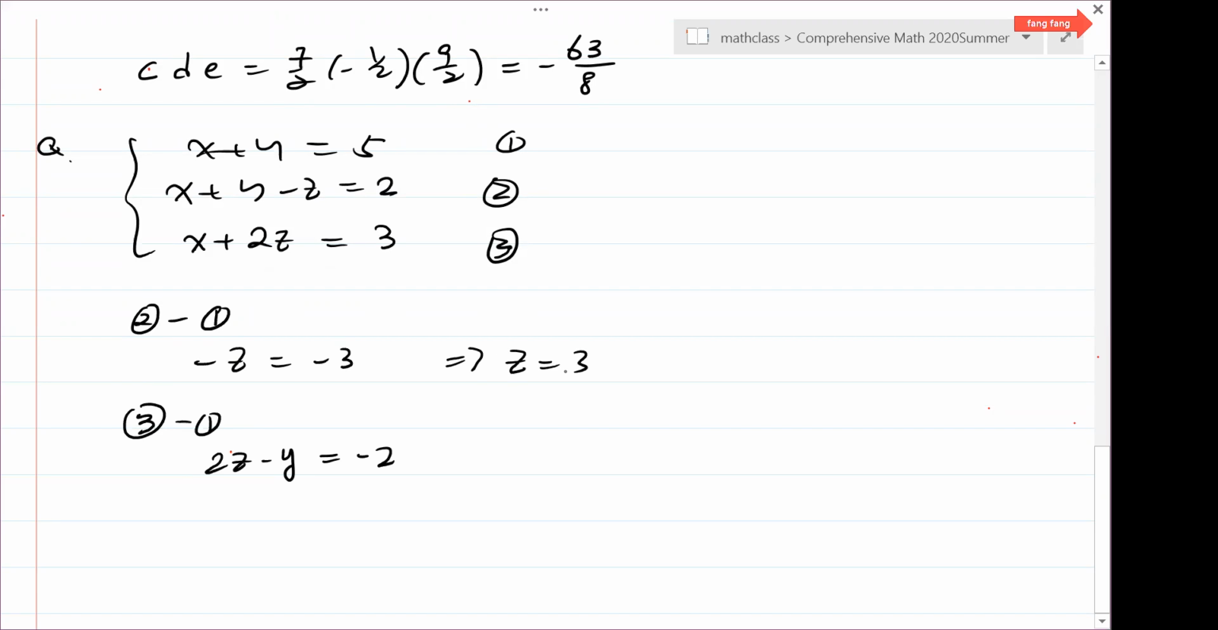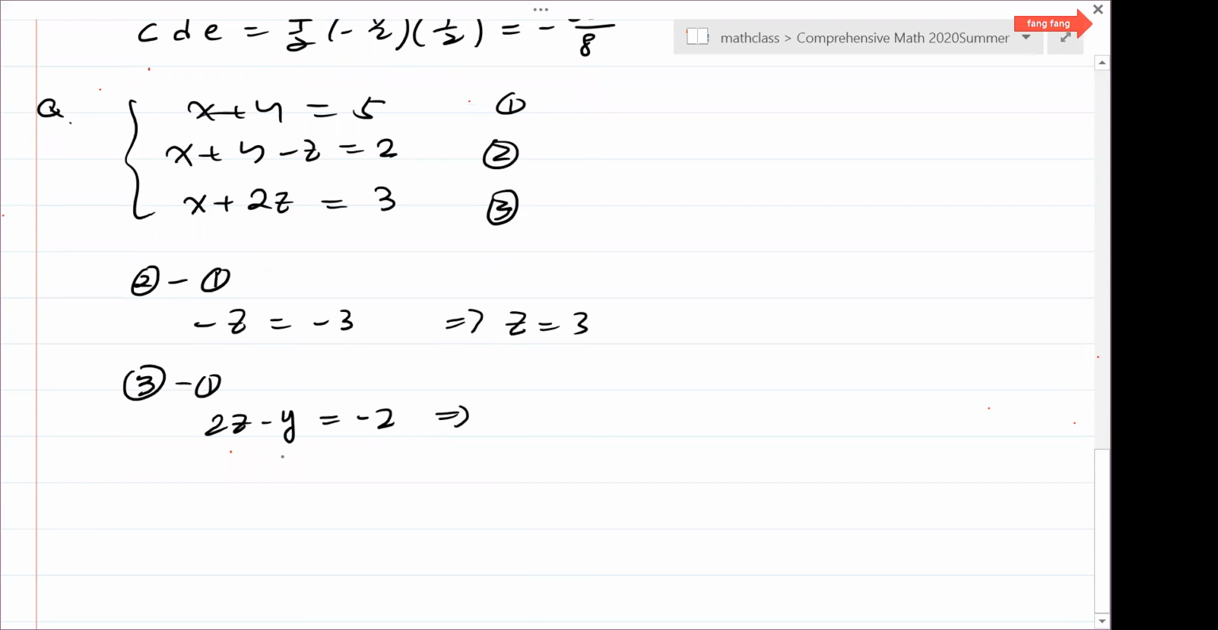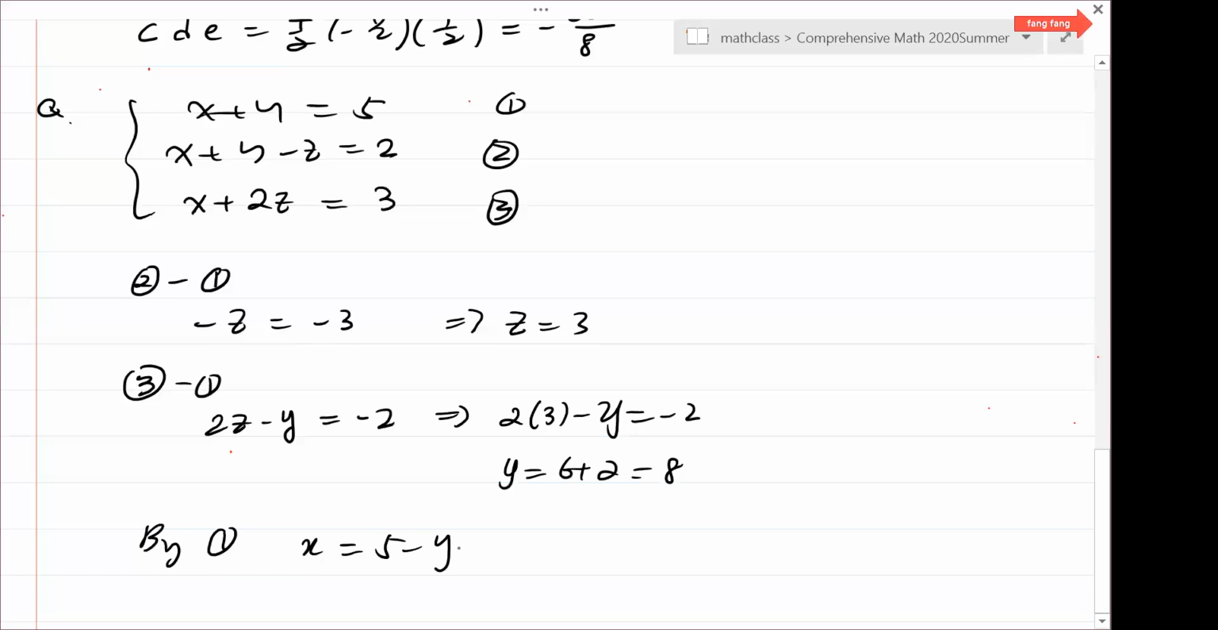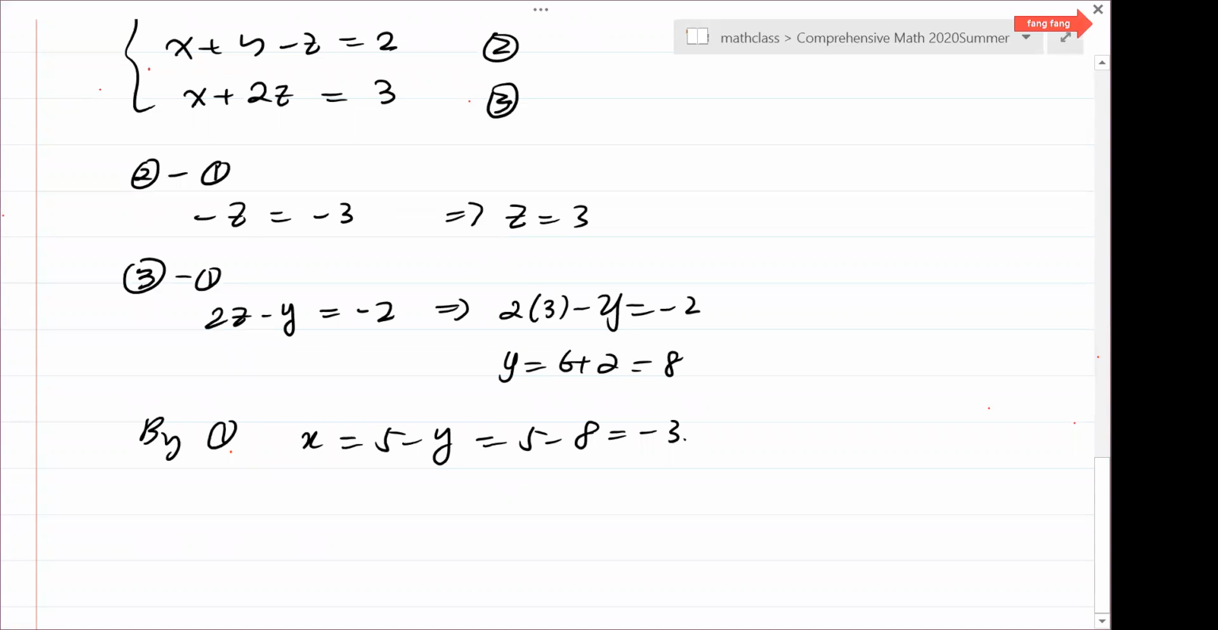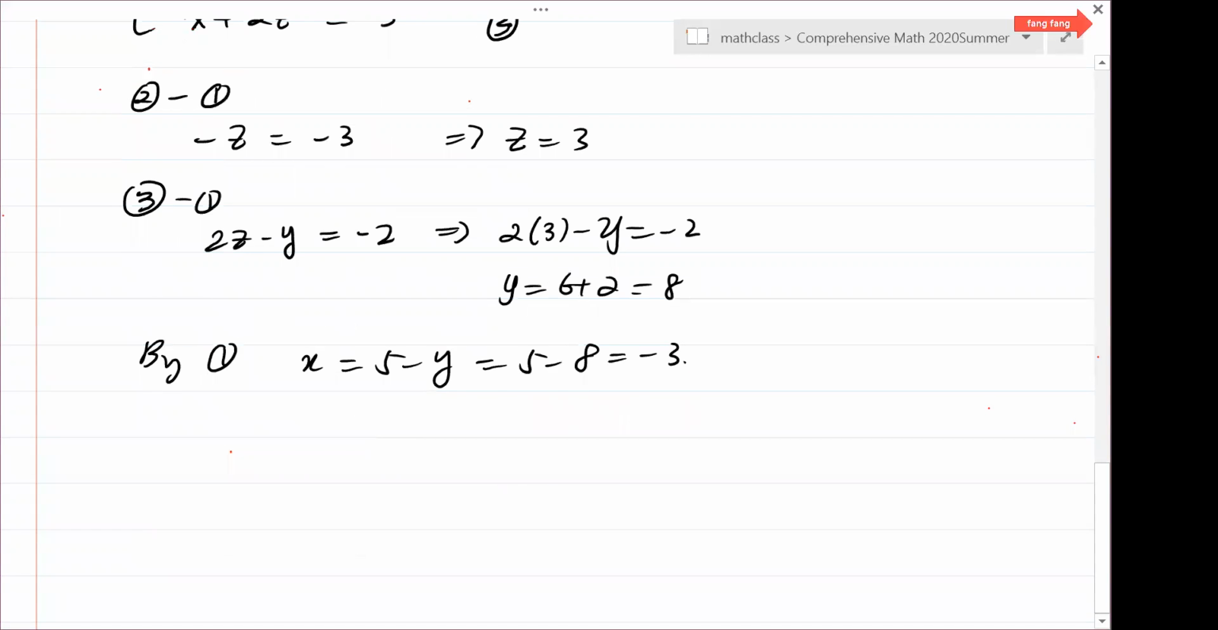In this particular case, z equals 3 immediately. Then since you already got 3 for z, you get 2 times 3 minus y equals negative 2. y is going to be 6 plus 2, it's 8. Once you get z and y, then you can get x using any of the above equations. That's called the elimination method plus the substitution method. By the first equation, x is going to be 5 minus y, and y is 8, that's negative 3. So that's how we solve these systems of linear equations in general. You try to get rid of one variable and then get 2 equations in 2 variables, then you solve the system of 2 linear equations.